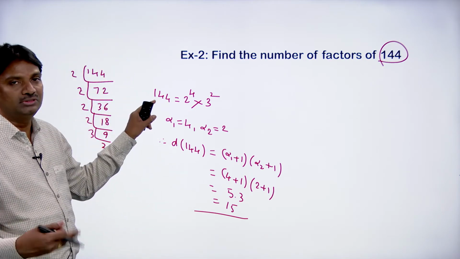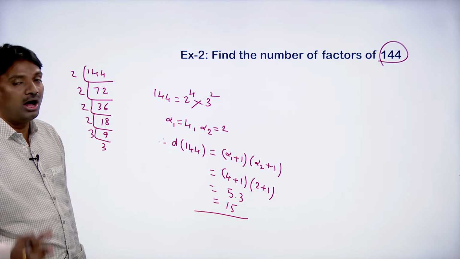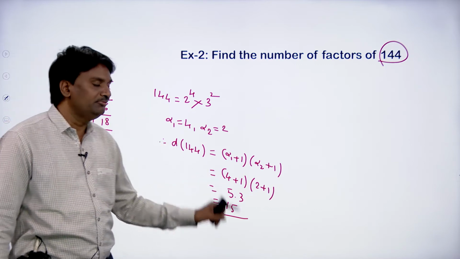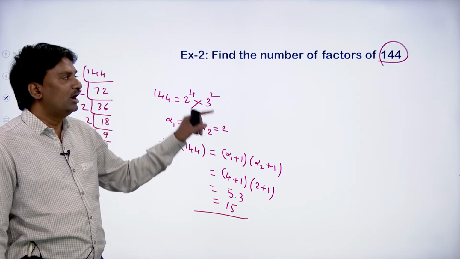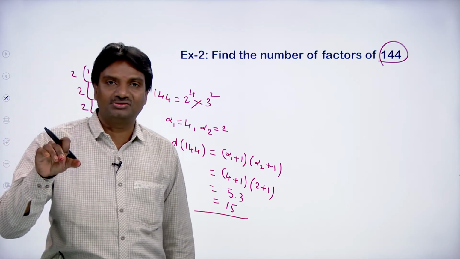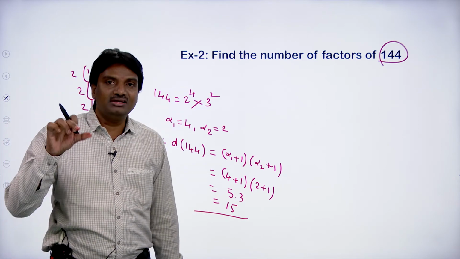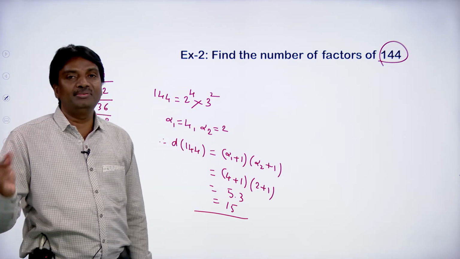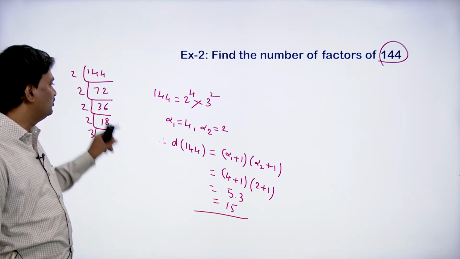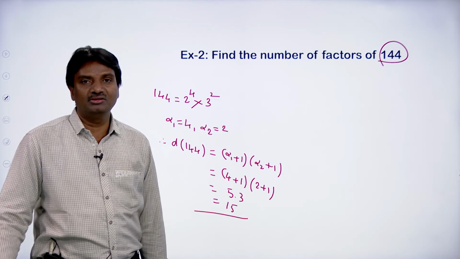So 1, 2, 3, 4, 6, 12, like that. If you write all the factors of 144, you will get a total of 15. So whatever the number N may be, to find the total number of factors or divisors of that number, we must express the given number in the form of P1 power alpha 1 into P2 power alpha 2 into P3 power alpha 3, and so on.